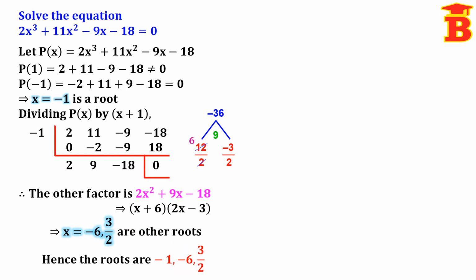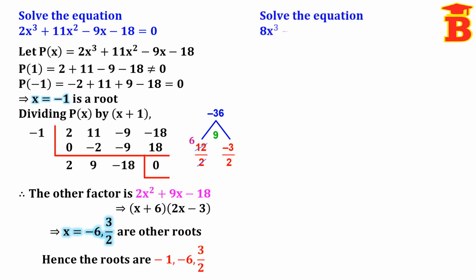We can check this answer. We can check the product by multiplying all the roots. Minus 1 into minus 6, plus 6. 6 into 3 by 2, that is 18 by 2, which is equal to 9. So the product is 9. As per the formula, the product is minus d by a. That is minus of last number, minus of minus plus 18, divided by first number 2. 18 by 2 is 9. So since the product is same, our answer is correct.